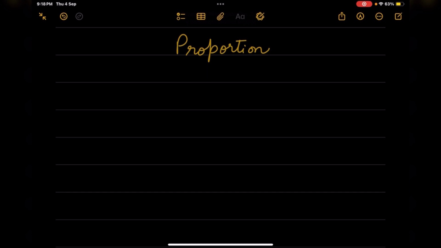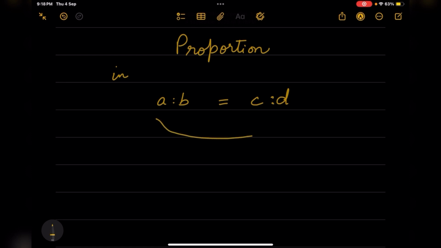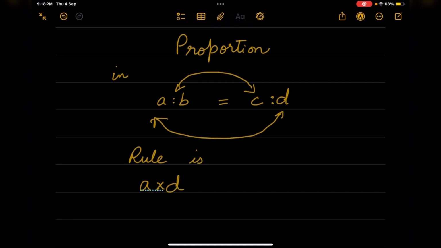Now terms in proportion. In A to B is equal to C to D, A and D are extremes, and B and C are means. Rule is: A into D is equal to B into C.